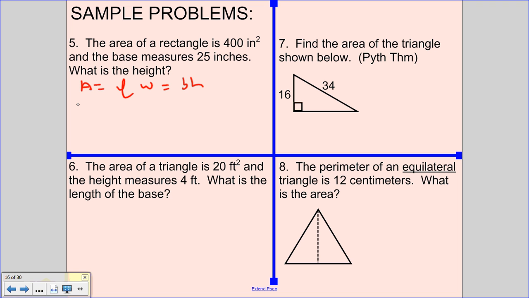And then they tell us the area is 400. So we replace A with 400. And then they tell us the base is 25. So all we have left to do is find the height. And we simply just divide both sides by 25 to find the height.